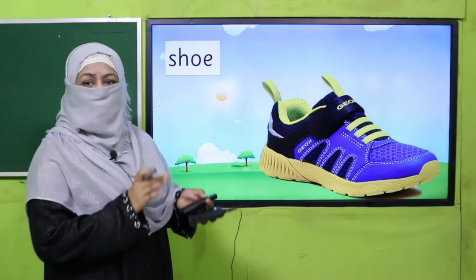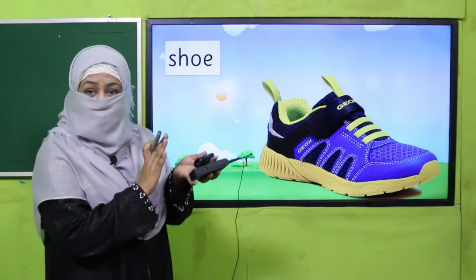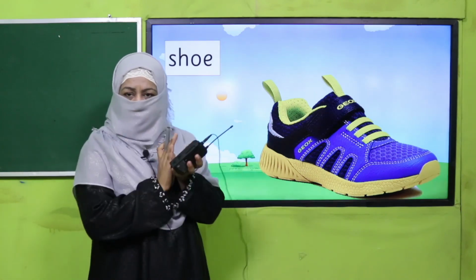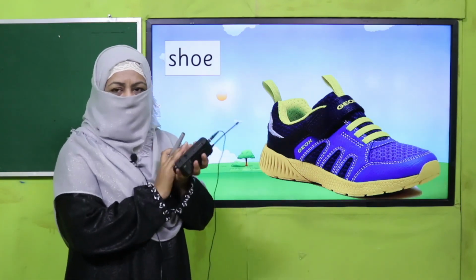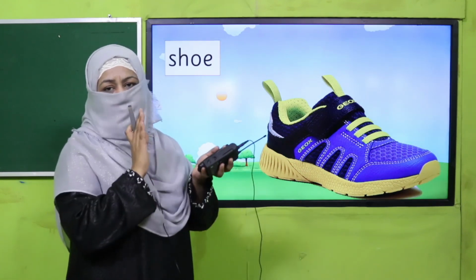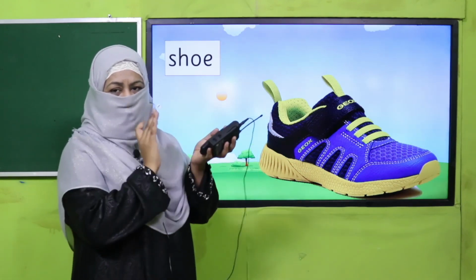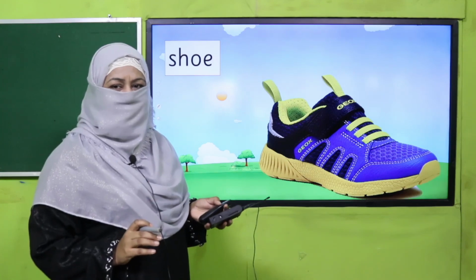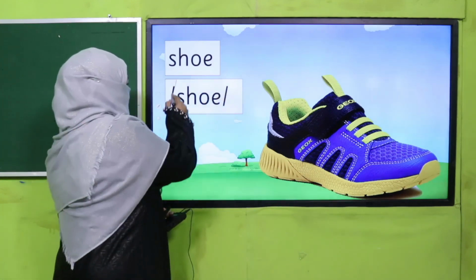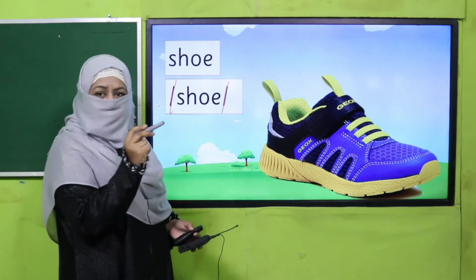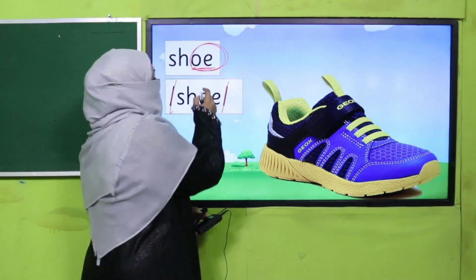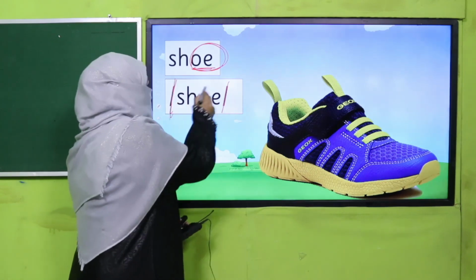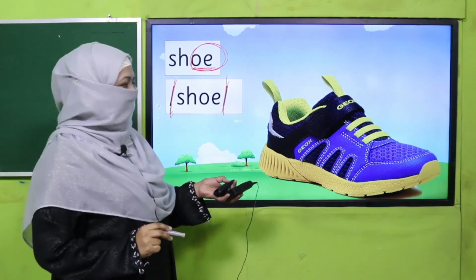Say this word, shoe. Teacher, kindly make the children understand by clapping your hands, and for one syllable there will be one clap. Shoe, shoe. So how many syllables are there? One. It's one syllable word. Again, my dear children, look, there are two vowels, but we know these two vowels make one sound. That's why it's one syllable word, shoe.